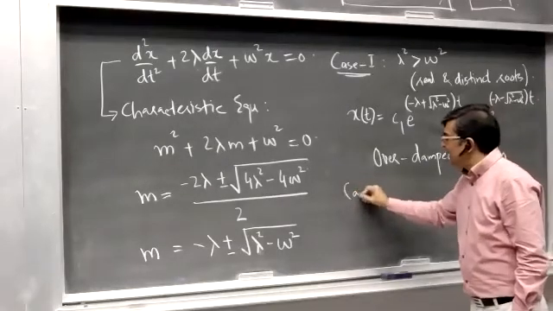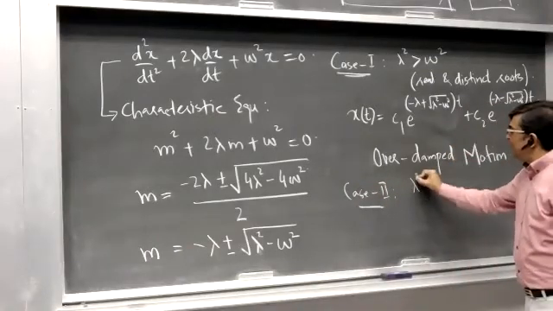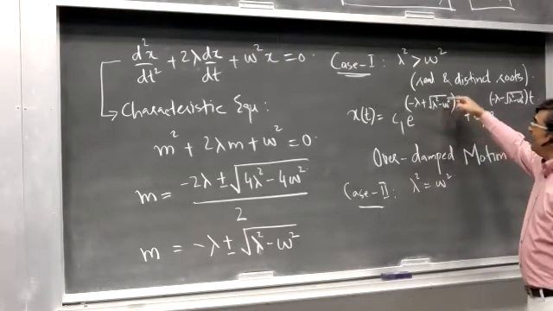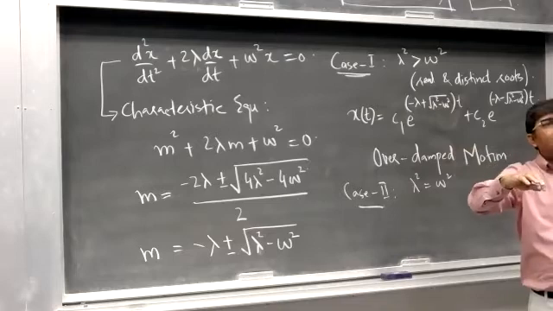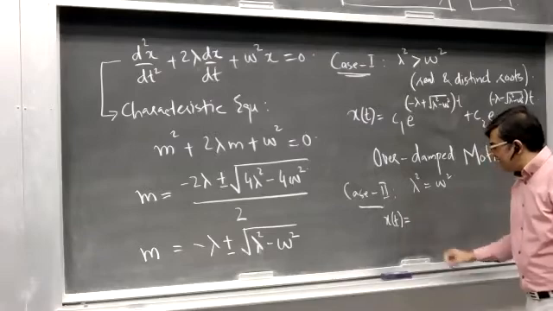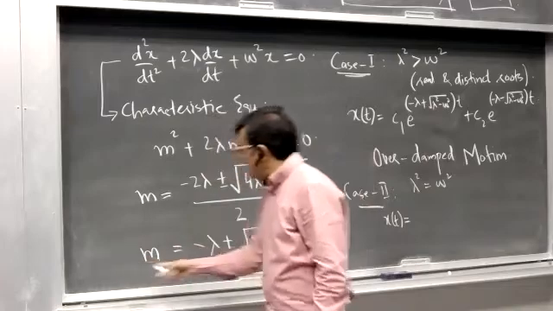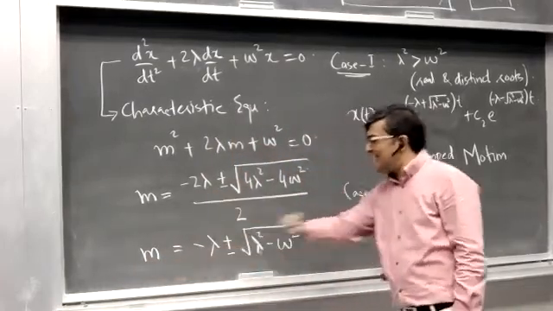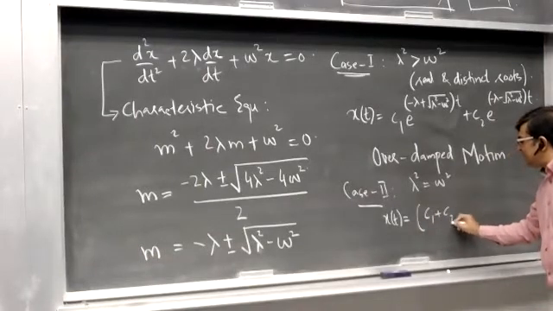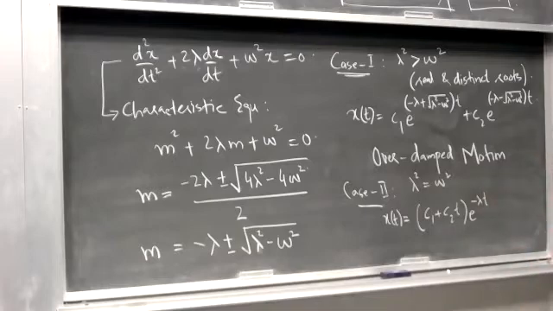Case 2 is when lambda square is equal to omega square, then this factor will be 0 and the roots will be real and repeated. We'll have only minus lambda as a root. In that case, the solution will be c1 plus c2 t times e raised power minus lambda t. So this will be your solution.